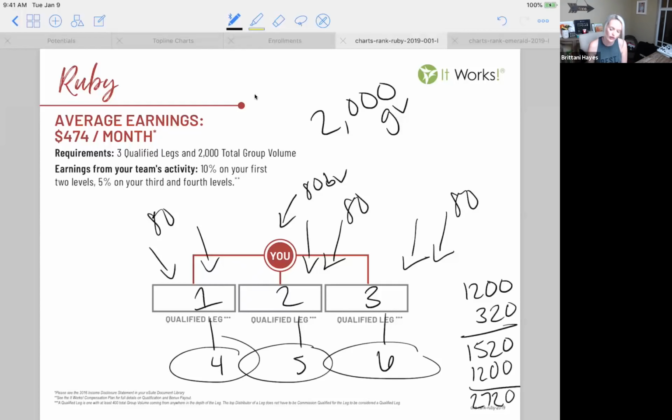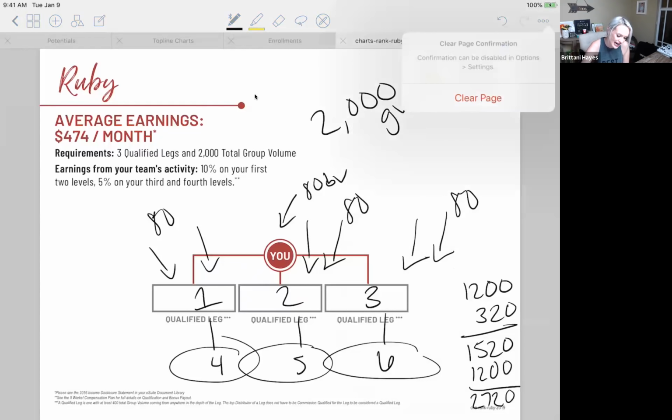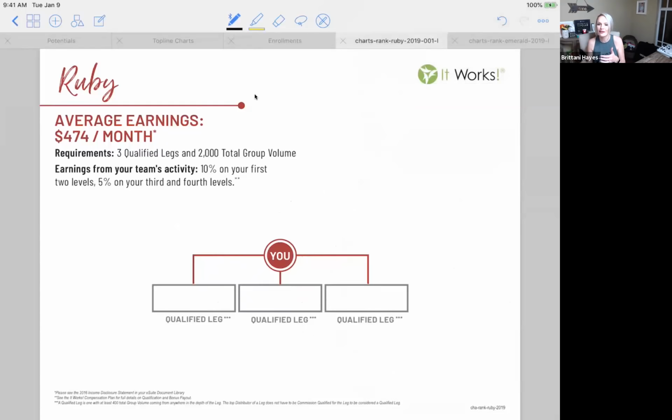And that puts you well over your 2,720. So even if one of these people wasn't at 400, you would still have the volume you needed to promote. Does that make sense? So that is where stacking comes into play. I'm a huge proponent of stacking. Stacking has gotten me to where I'm at in the business.